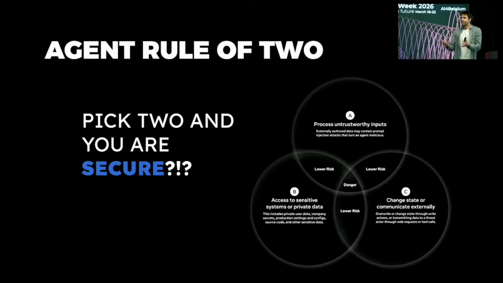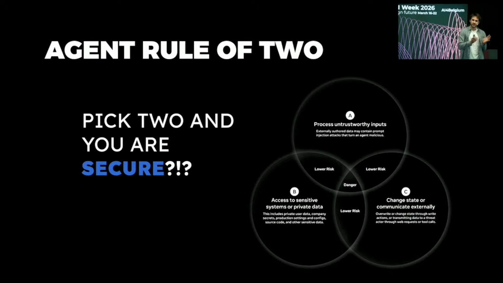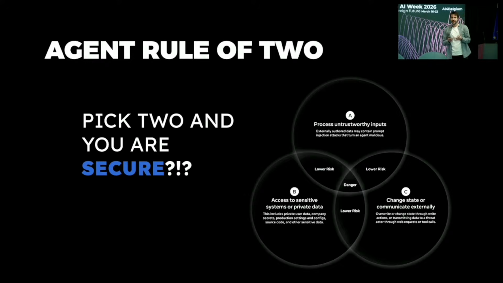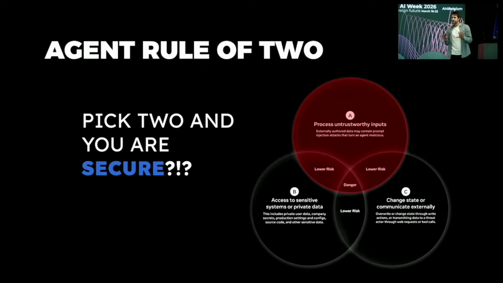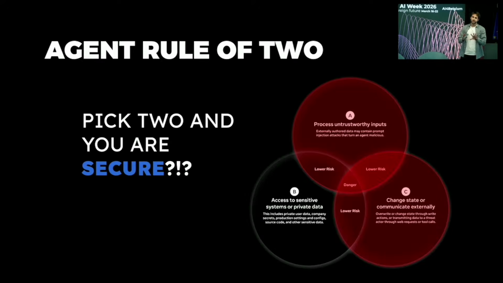Of course, when such statements are made, especially by Meta, we start discussing this within K11. And Thomas and I took it upon ourselves to see whether this agent rule of 2 actually makes sense. So we limited ourselves to only 2 of these capabilities and still tried to find a convincing hack. So which 2 capabilities did we pick? Well, of course, we need to deliver a prompt injection somehow. So this process untrustworthy inputs had to be there. Secondly, if we can choose between access to private data and changing state or communicate externally, we will choose the latter. So we took those things together, and now it was our job to find a new hack.